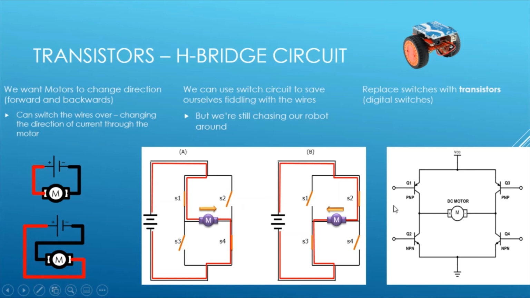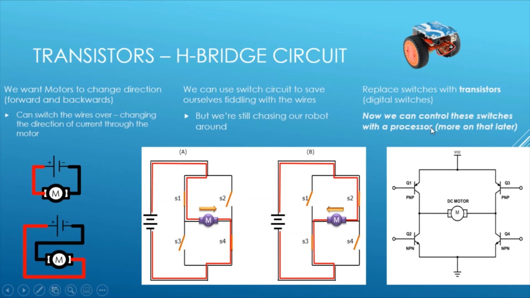Okay, so here you can see the use of PNP and NPN transistors. To close Q1 and Q4, we allow current to go through this way. To close Q3 and Q2, we allow it to flow the other way, changing motor direction quite simply.